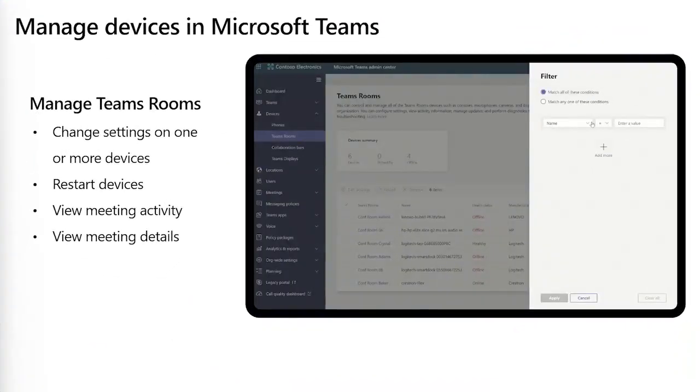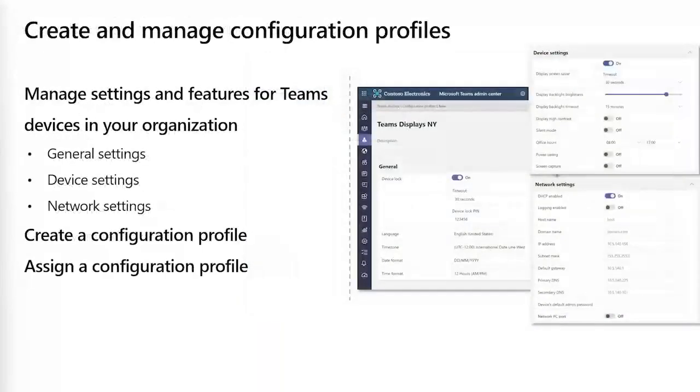We can also check out meeting activity and view meeting details in Teams rooms, check out the utilization ratio of a given room. And we can have configuration profiles so we can have some consistency in how we configure various devices, device-specific settings, network settings, general settings, including, do we want to display a screensaver? Do we want to have the screen time out after X number of seconds or minutes?